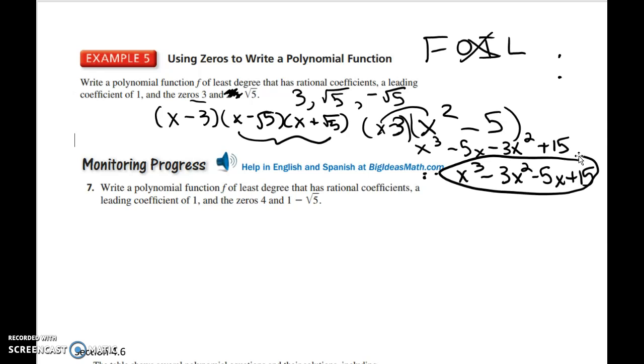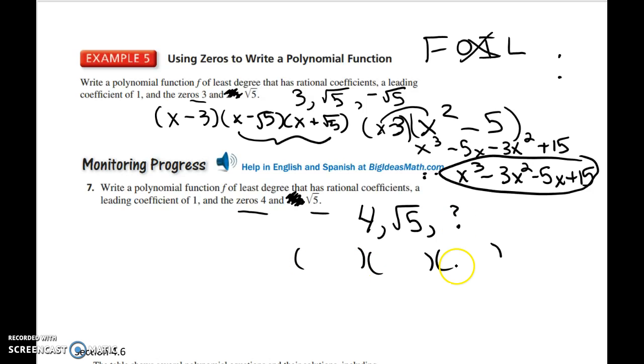So now go ahead and try monitoring progress number 7. Again, let's change the problem to just radical 5. So we have zeros of 4 and radical 5. Think about what your third zero will be. And then put them back in parentheses and multiply out to get your final answer.